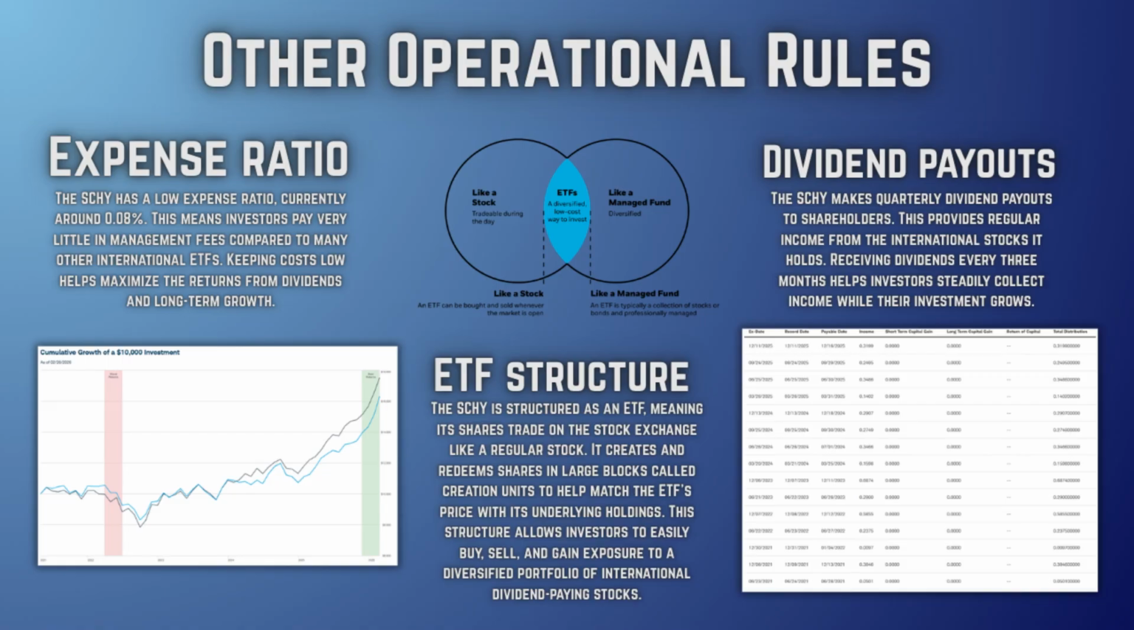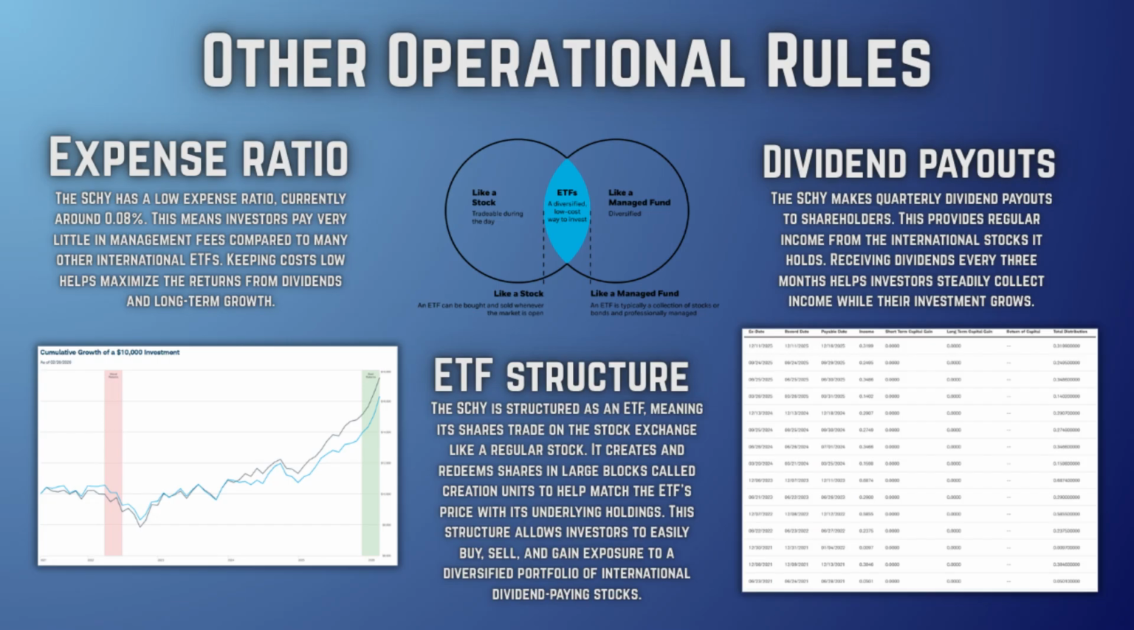Another operational rule we'll be going over is dividend payouts. SCHY pays out dividends quarterly. This is typically in March, June, September, and December. While this isn't a monthly payer, it still provides really high, reliable income from the international market. So if you're looking for monthly payouts, this probably isn't the right stock for you, which is totally understandable. Also, I would like to include that SCHD has the exact same schedule and pays out typically, as far as I'm aware, on the same dates.